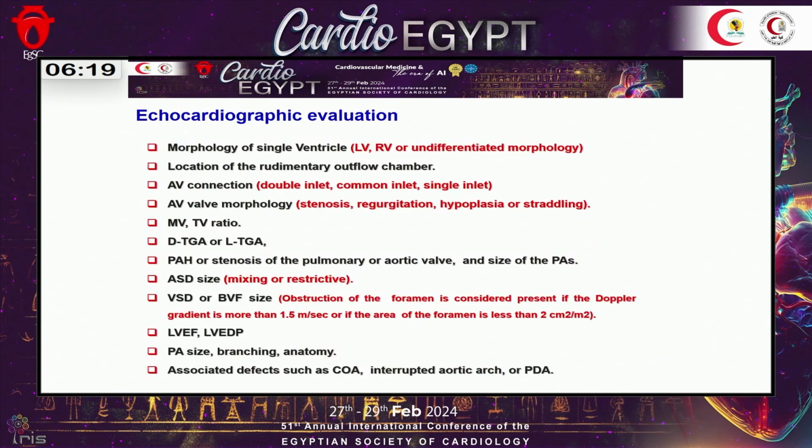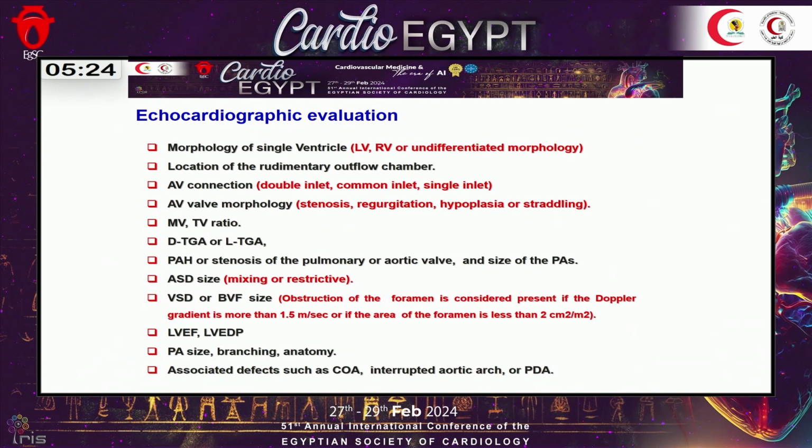In the list for echocardiographic evaluation of single ventricle, we must focus on the morphology of the single ventricle: left, right, or undifferentiated; the location of the rudimentary chamber; the AV connection, double inlet, common inlet, or single inlet; the AV valve morphology, whether stenosis, regurgitation, hypoplastic, straddling, or overriding; the ratio of the mitral and tricuspid valves; DTGA or LTGA; pulmonary hypertension or stenosis of the pulmonary valve or aortic valve; the size and anatomy of the pulmonary arteries; the ASD size, whether there is good mixing or a restrictive shunt; and the VSD or bulboventricular foramen.